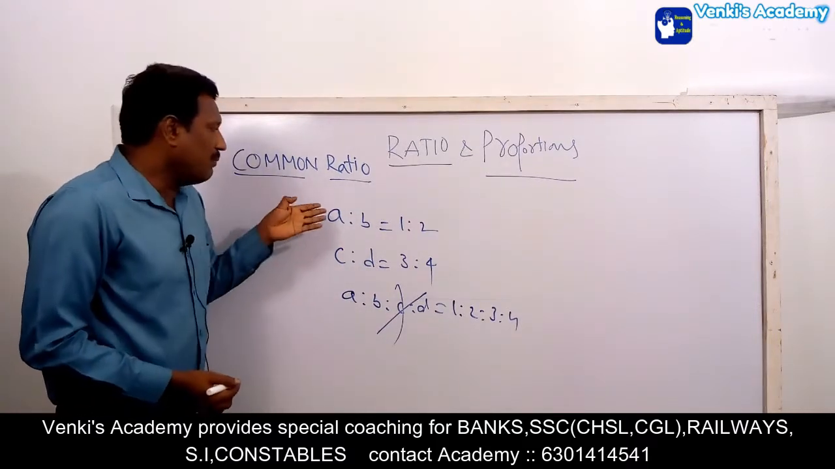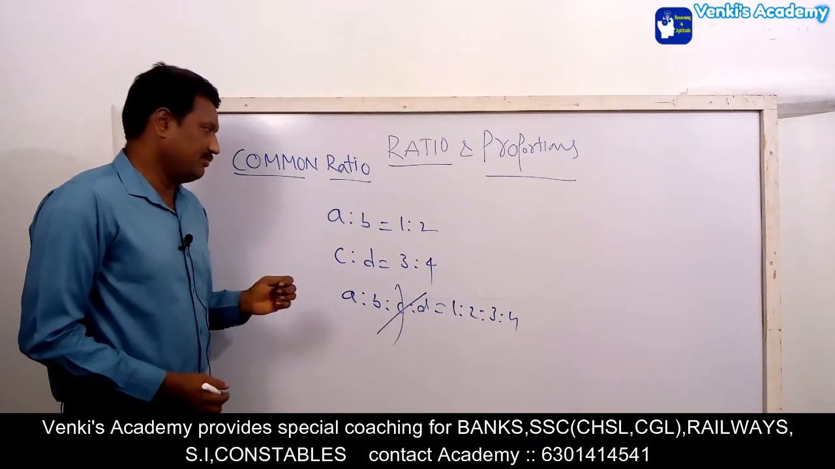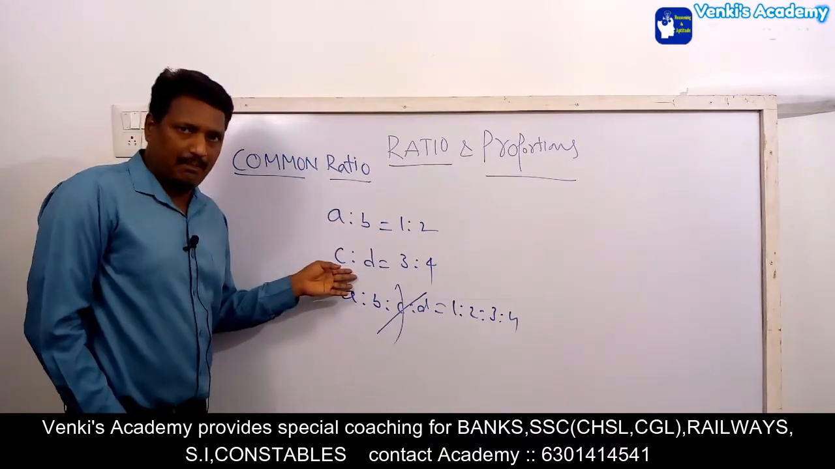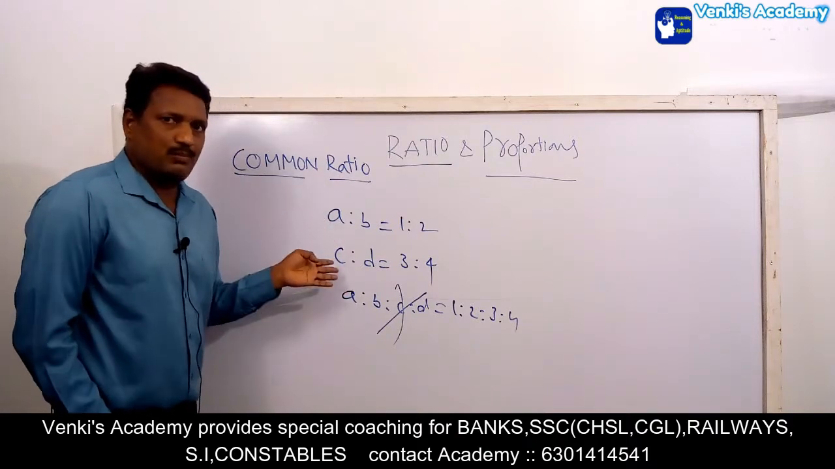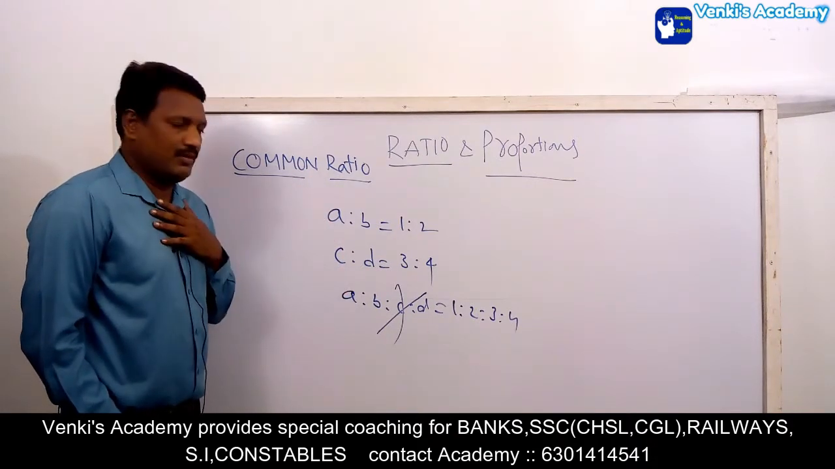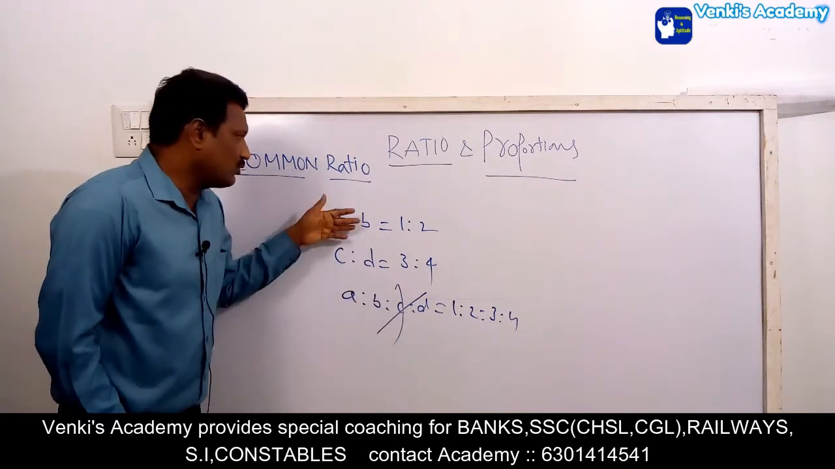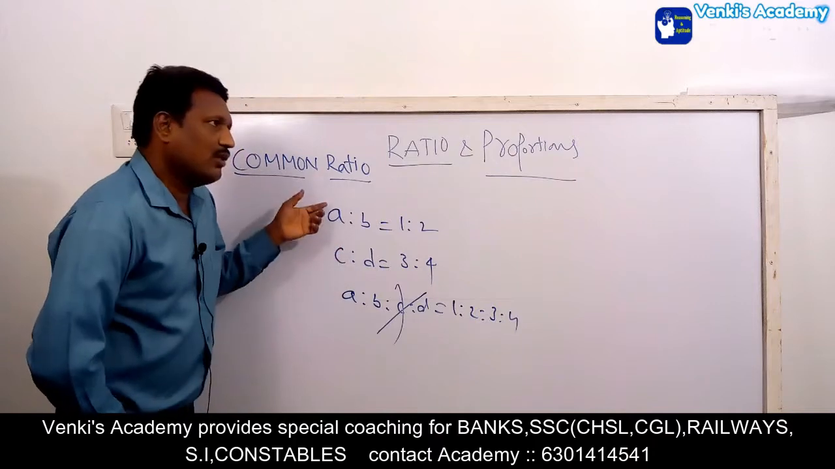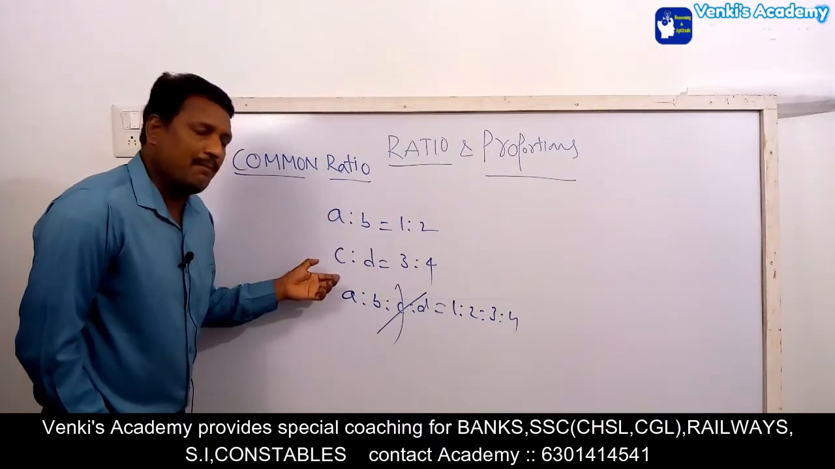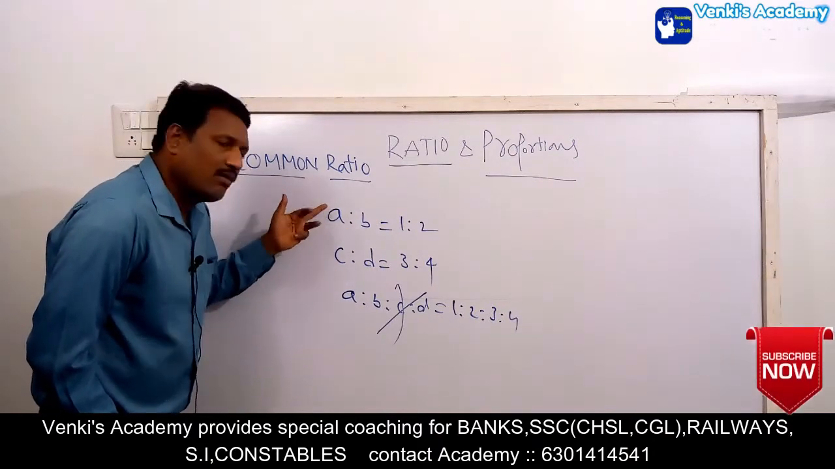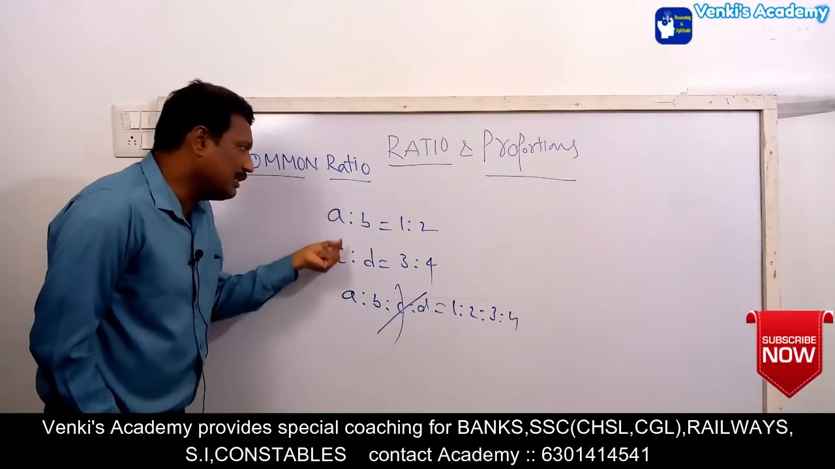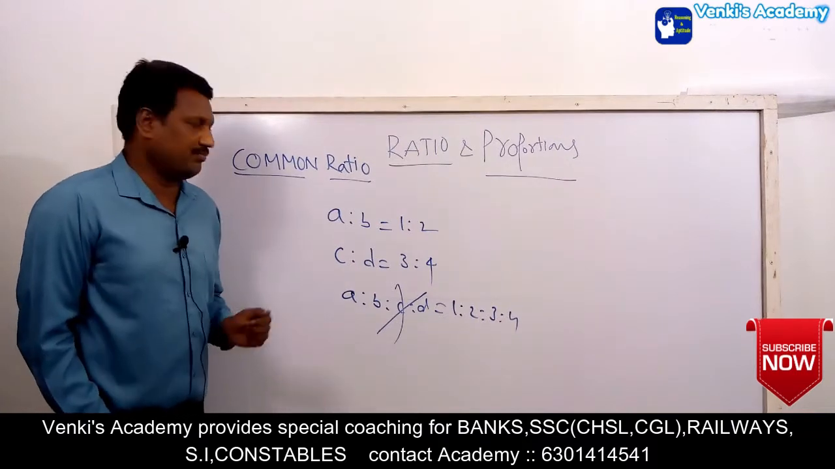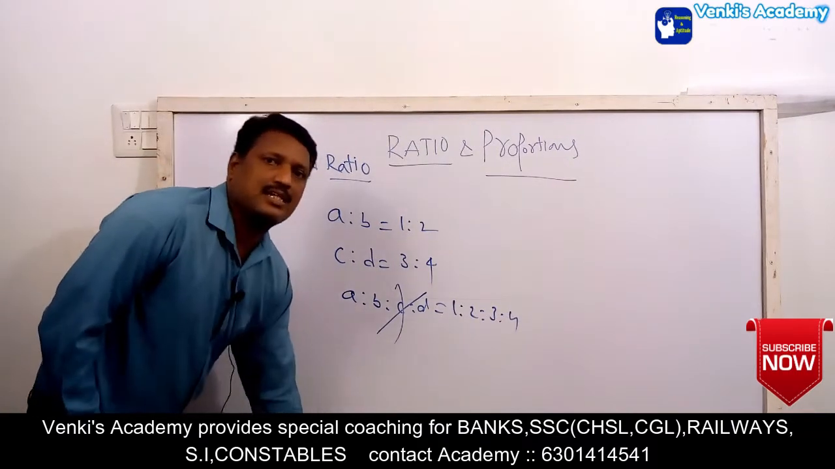Whenever you want to make two ratios a common, in these ratios at least one variable should be repeated. Then only it is possible to make a common ratio. This is not the common ratio. This is two different ratios. We should not make the common. Why we should not make it a common, these two ratios, from here or here, at least one variable should be repeated. Then only we can find the common ratio. So this is absurd.